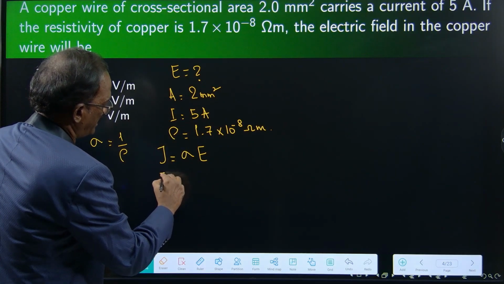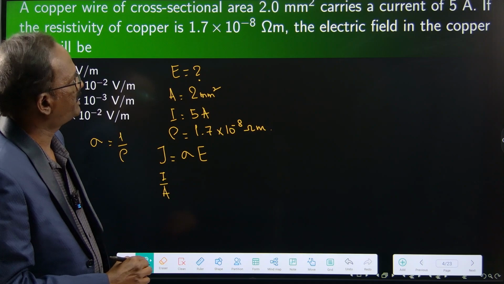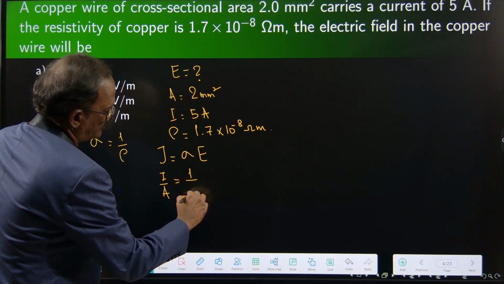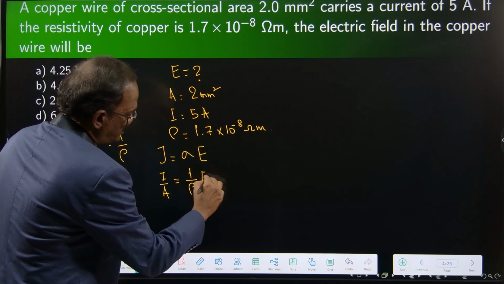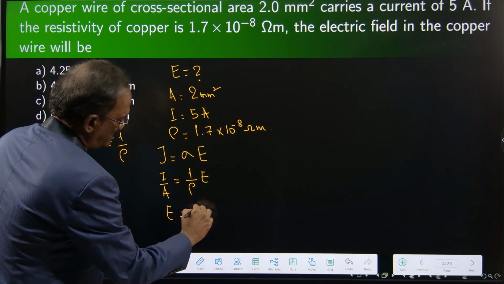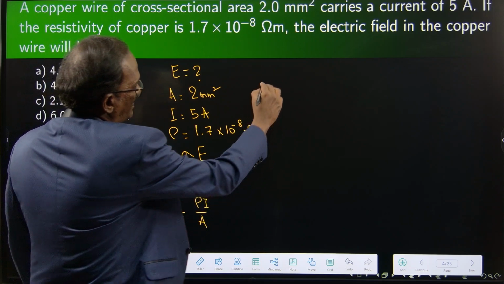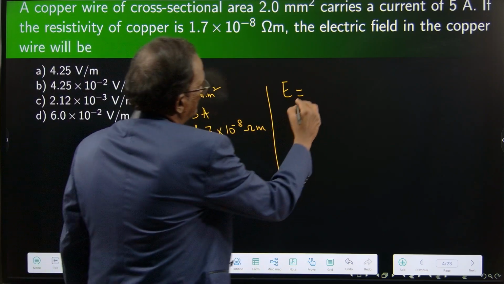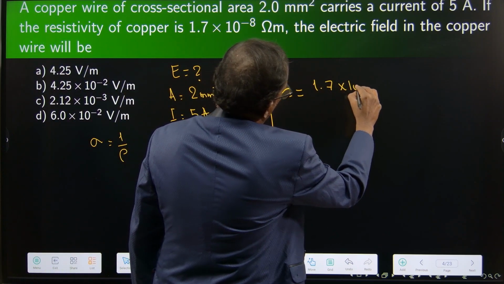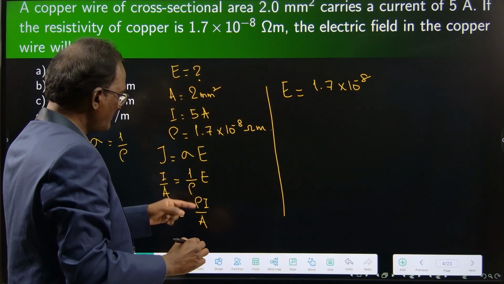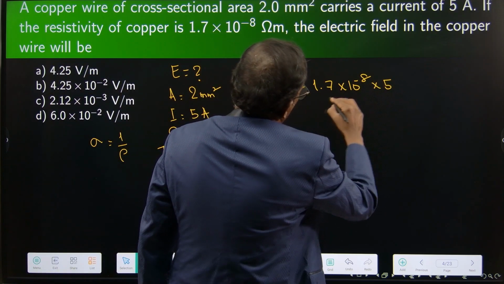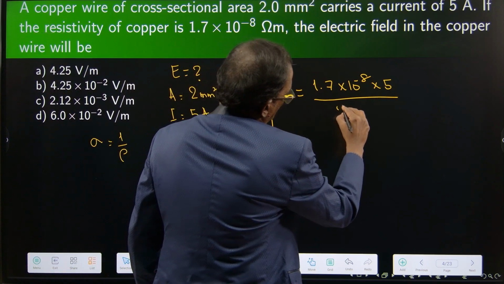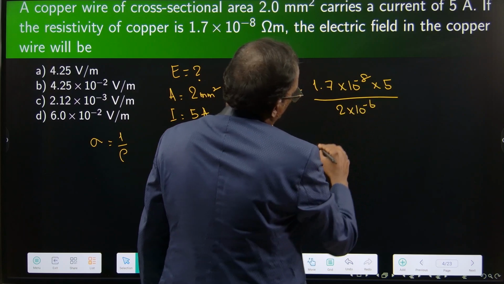So J is equal to I by A, current in ampere per millimeter square. With sigma equal to 1 by rho, J is equal to E by rho. From here I will write E is equal to rho I by A. So let us substitute the values directly. E is equal to rho value 1.7 into 10 to the power minus 8, then I is equal to 5 ampere, divided by area 2 millimeter square, make it meter square, 2 into 10 to the power minus 6.